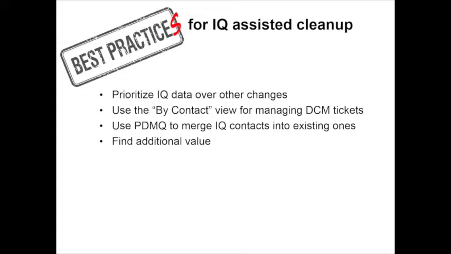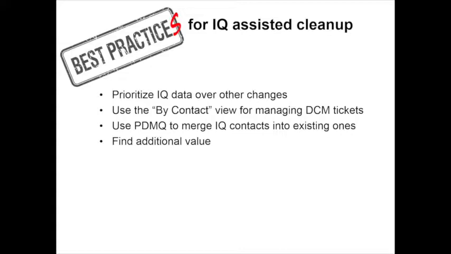If we have a phone number and they've got a different phone number, yes, there's probably an exception to every rule, but I'm going to go with the 80-20 on this, and I'm going to pick my IQ phone number over theirs because at least I know it's coming from the client that's sending me information. Use your by contact view. It's your best friend. We can process a lot more tickets, we can prioritize our tickets, and we can get through the information a lot quicker.